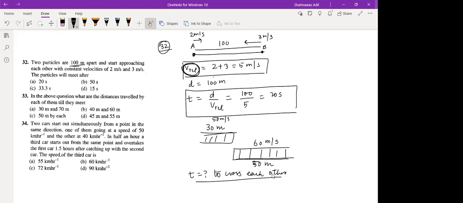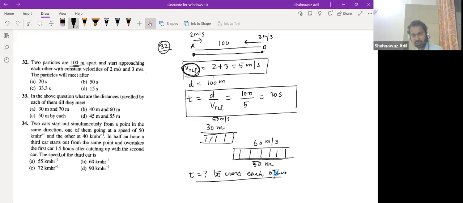The same one which we used for particles. Whenever you see two objects moving, we apply the relative velocity idea. So they are moving in the opposite direction, so the velocity is simply 50 plus 60, which is 110 meter per second. So the overall velocity with which they are traveling is this.